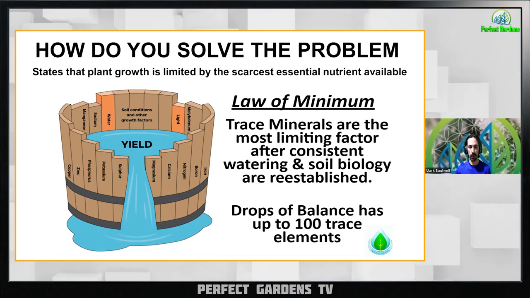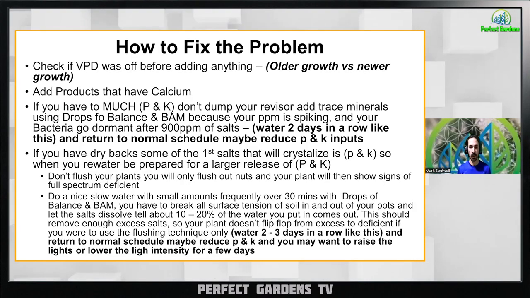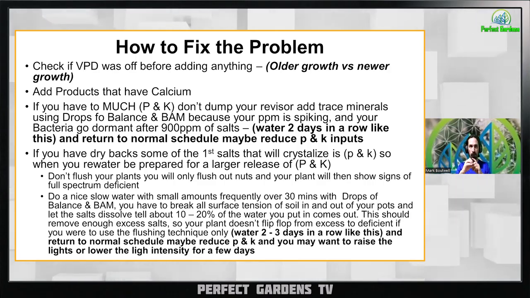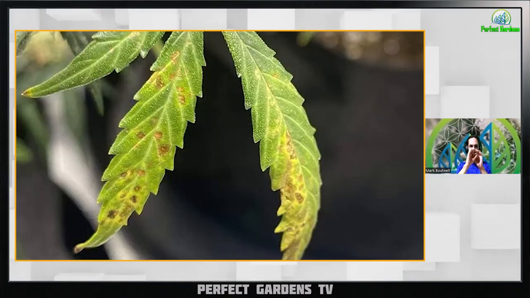The trace minerals are the most limiting factor after consistent watering and soil biology are reestablished. Drops Balance has 100 trace minerals. These two things are pretty important in following through on actually solving the problem. So how do you fix the problem? The very first, most important thing when I'm dealing with my grow clients is I first check: is it a VPD issue? Because if your VPD is off for only 6 to 8 hours, because these plants grow so fast, if the water isn't flowing and the calcium isn't flowing, you're going to see little brown dots.